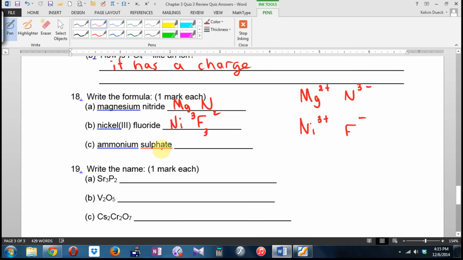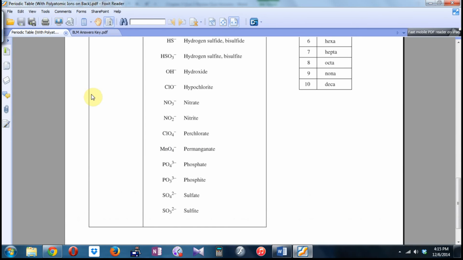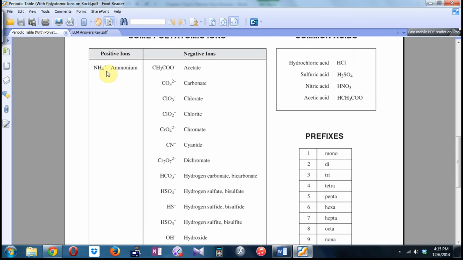Ammonium sulfate, not sulfide, sulfate. Okay, these are both polyatomic ions. I have to go look here. Where's ammonium? NH4 plus.